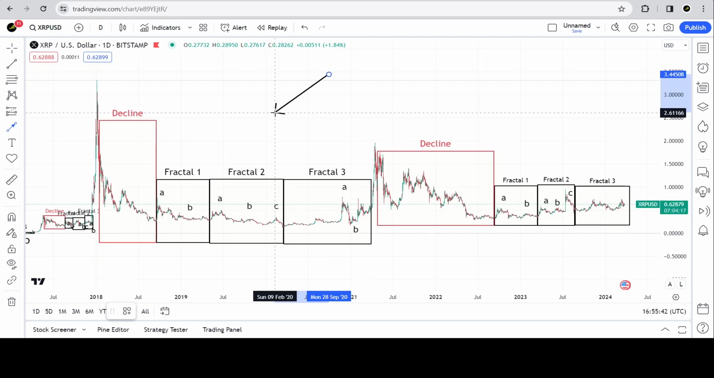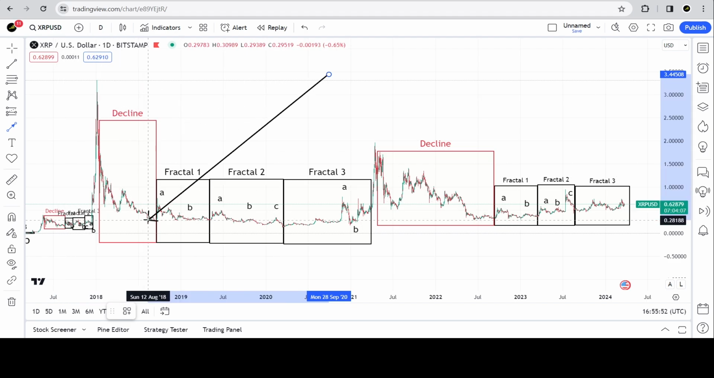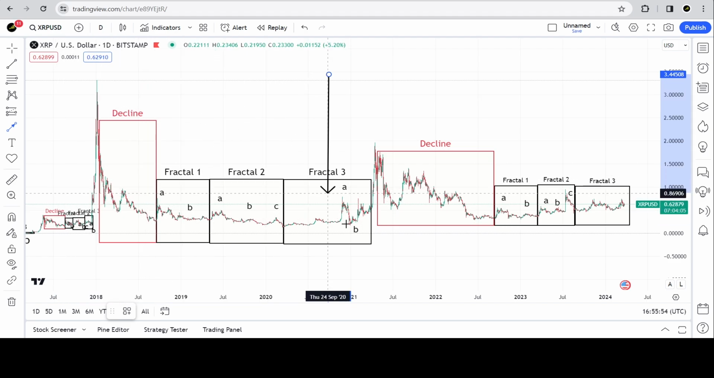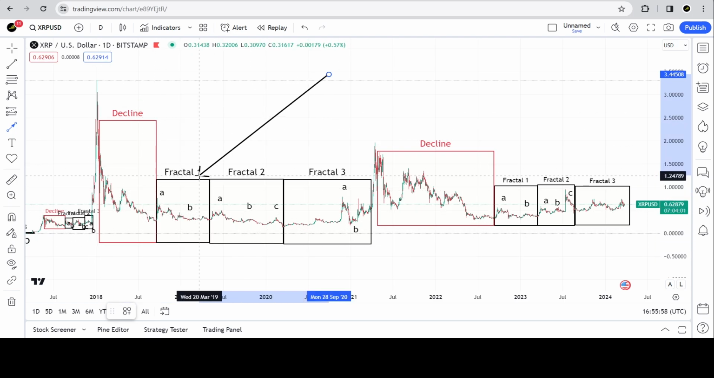So this is the macro structure of the XRP chart. This is a repetitive structure. The essence of this structure includes a bull run, a decline that comes after the bull run, and then a sideways range-bound time. These three parts take place over and over again on the chart.